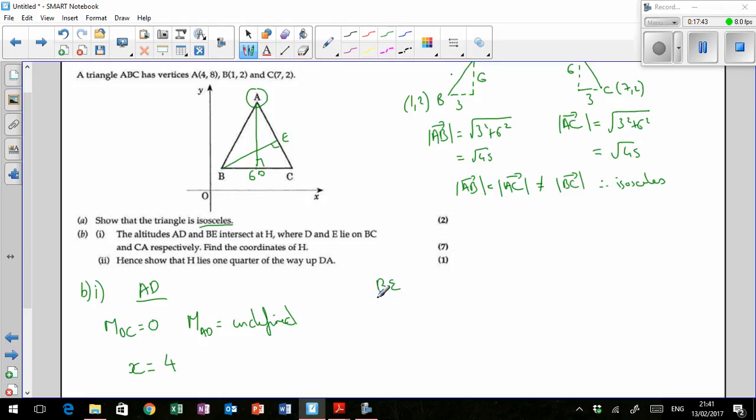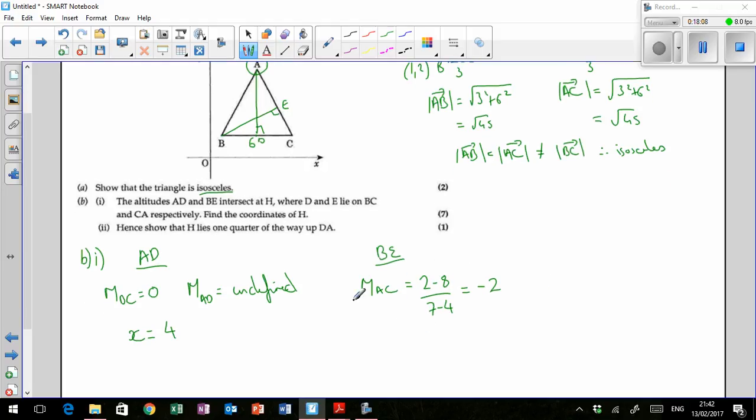For the altitude of BE, firstly, the gradient of AC, because the only thing we know about the gradient of BE is that it's perpendicular to AC, is going to be (2 subtract 8) over (7 subtract 4), so negative 6 over 3, so negative 2, which means the gradient of a perpendicular is equal to positive a half. Again, since minus 2 times a half is equal to minus 1. So this is our gradient here, a half.